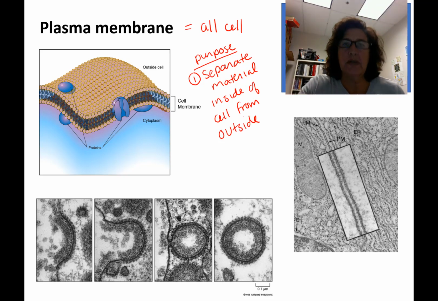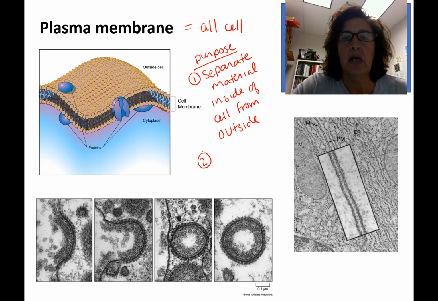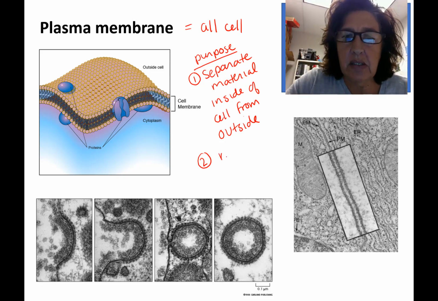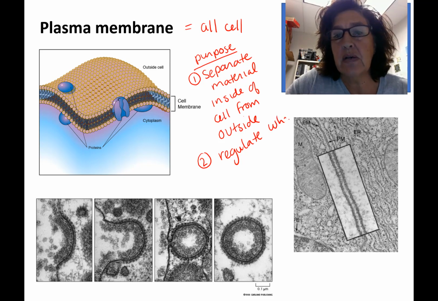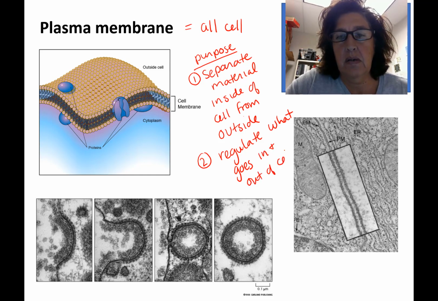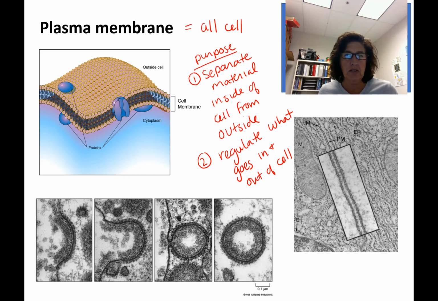The other purpose of the plasma membrane, and this is what we'll really start talking about next chapter, is to also regulate what goes in and out of the cell. So I just added a few micrographs. The plasma membrane is made up of a phospholipid bilayer, and we'll write that on the next slide. So just so you can orient what you're seeing here, and proteins.